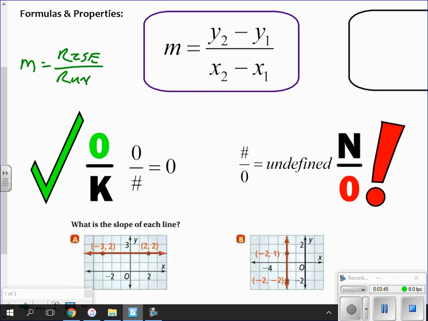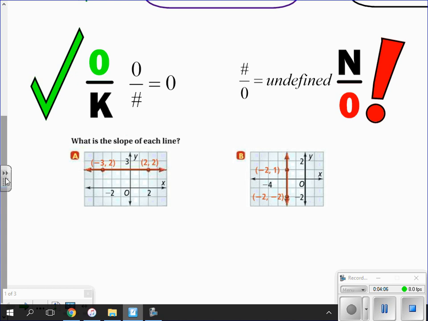That's how I remember. So when I'm looking at this slope here, I have no rise, it doesn't go up. Okay, there's no change in how much it goes up and down. It only has change going back and forth, no change going up and down. That is a zero slope. If I have 0 divided by a number, that is a zero slope. A zero slope is a horizontal line. Horizontal lines have a zero slope.